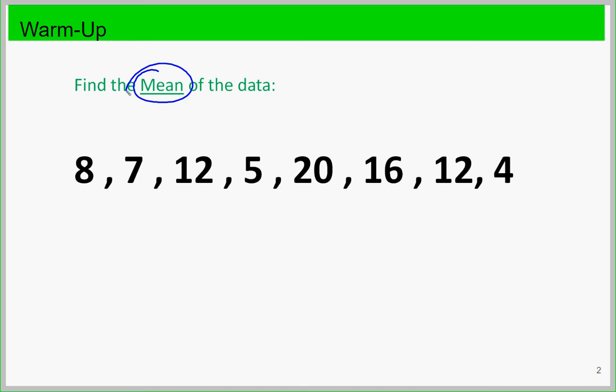So when you added them all up, what'd you get? 84. And then you divided by how many numbers? 8. What's 84 divided by 8? 10.5.